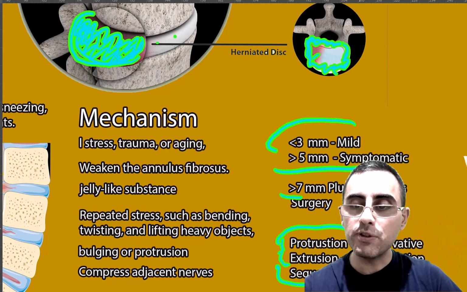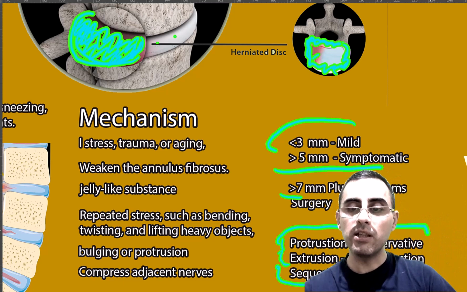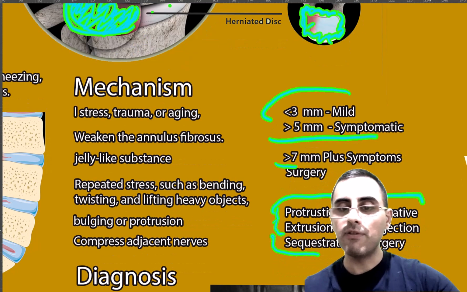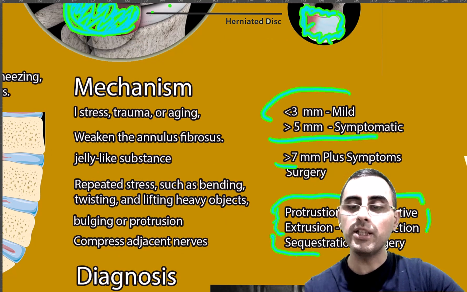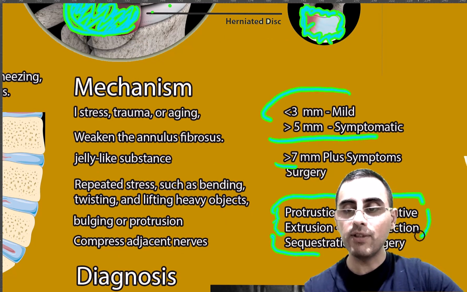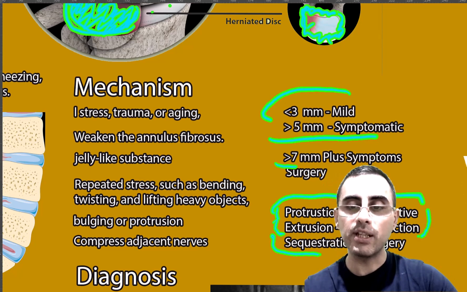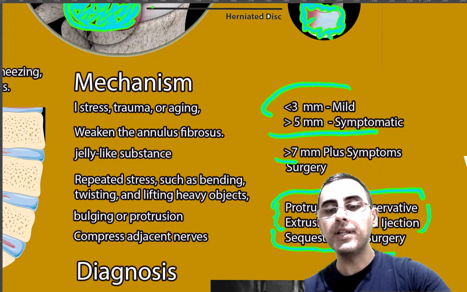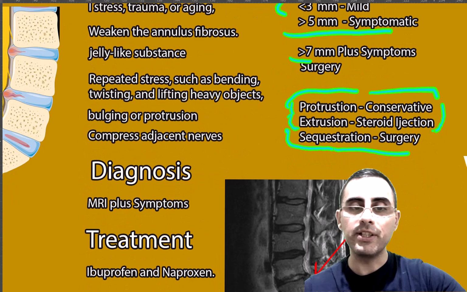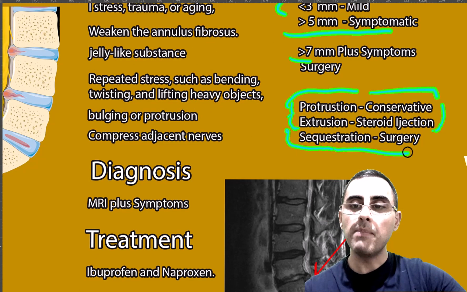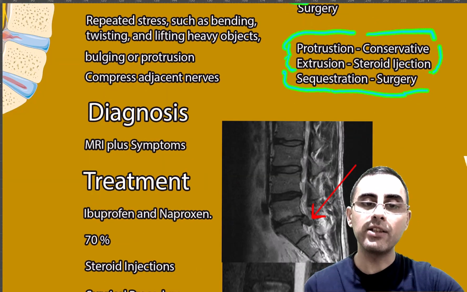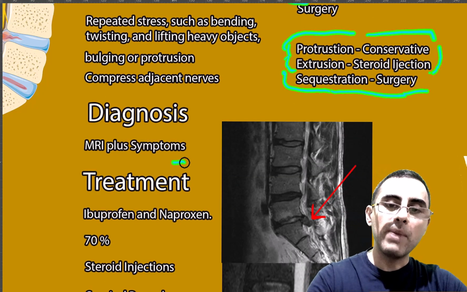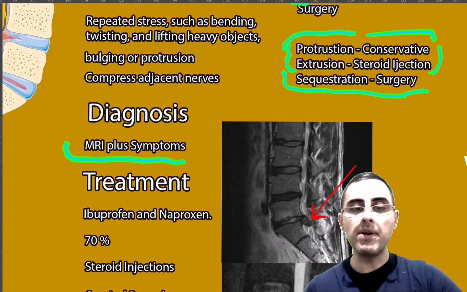When we have protrusion, conservative treatment is commonly enough. If we have extrusion, conservative treatment plus steroid injection is also effective in many cases, and if we have sequestration, there is a high risk of surgery, because in many cases conservative treatment is not enough. How do we diagnose it? We diagnose based on clinical picture and MRI.